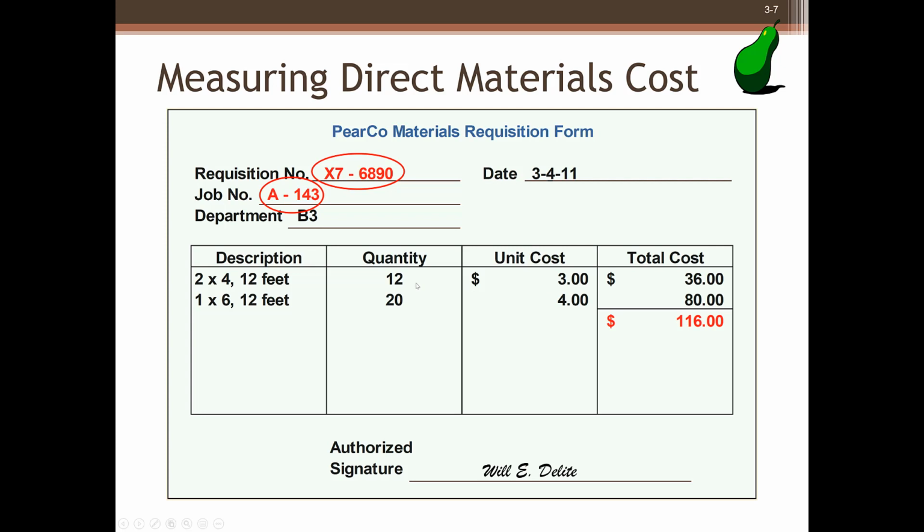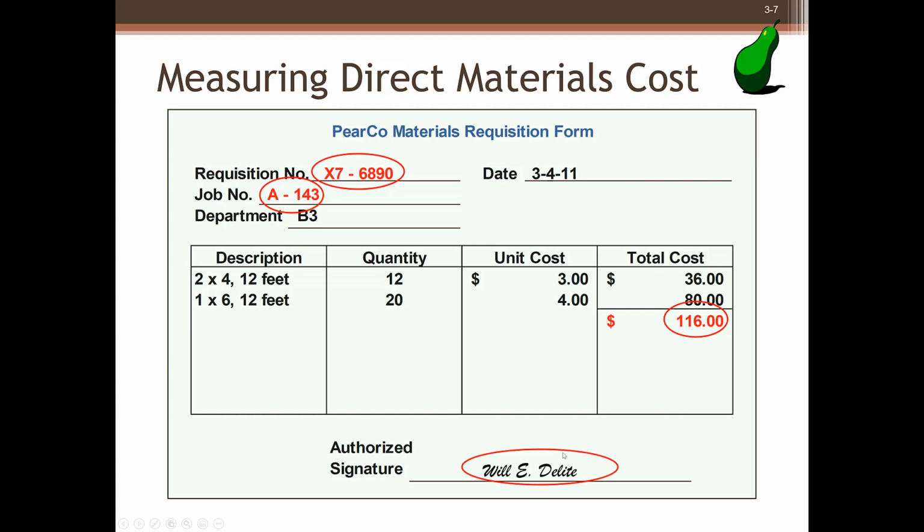We use quantity 12 multiplied by 3 unit cost, and you can get total cost $36 for the first type of material. And then 20 times 4, $80 for the second type of material. Total cost for materials, $116.